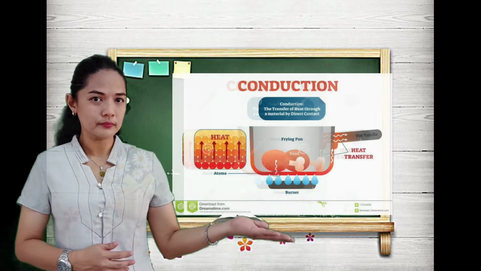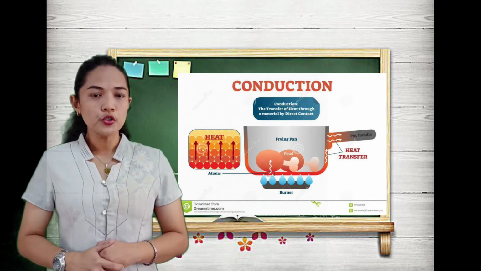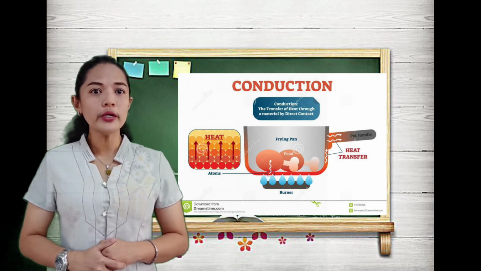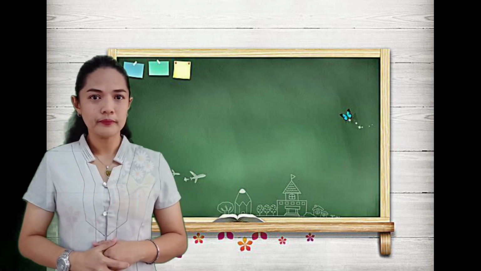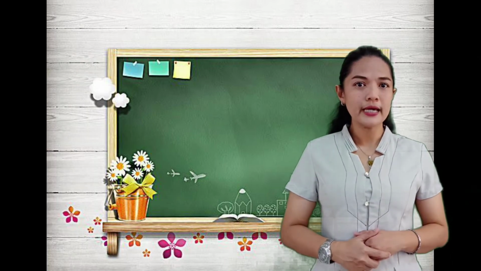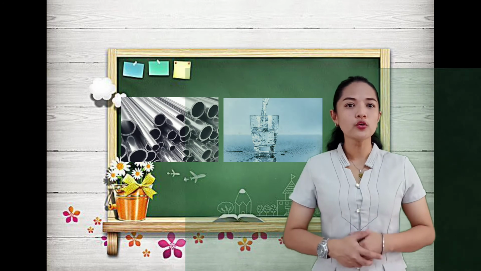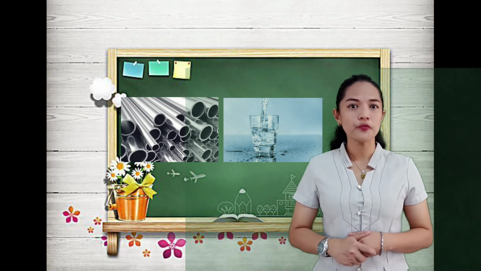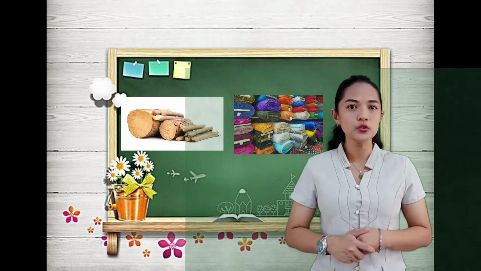Conduction is the heat transfer between objects, usually solids or particles, that are directly in contact with each other, where one object's temperature rises. Example: metals and water are good conductors. They easily absorb or allow transfer of heat, while paper, cloth, and wood are not considered good conductors.